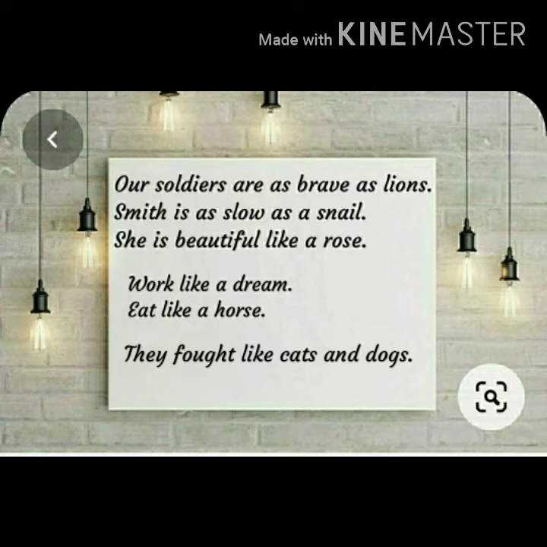Take for example, if we say our soldiers are as brave as lions, or John is as slow as a snail. We know lions are acknowledged for their bravery, and of course we also know our soldiers too are quite brave. So the bravery of the soldiers is compared with the bravery of the lions, and this is a simile.